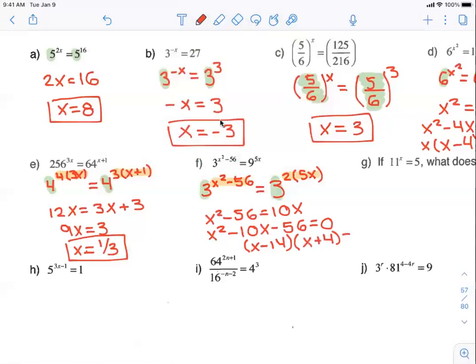Set each factor equal to 0, and I'm going to get x equals 14, and I'm going to get x equals -4. Both of them are your answers because it was a quadratic.